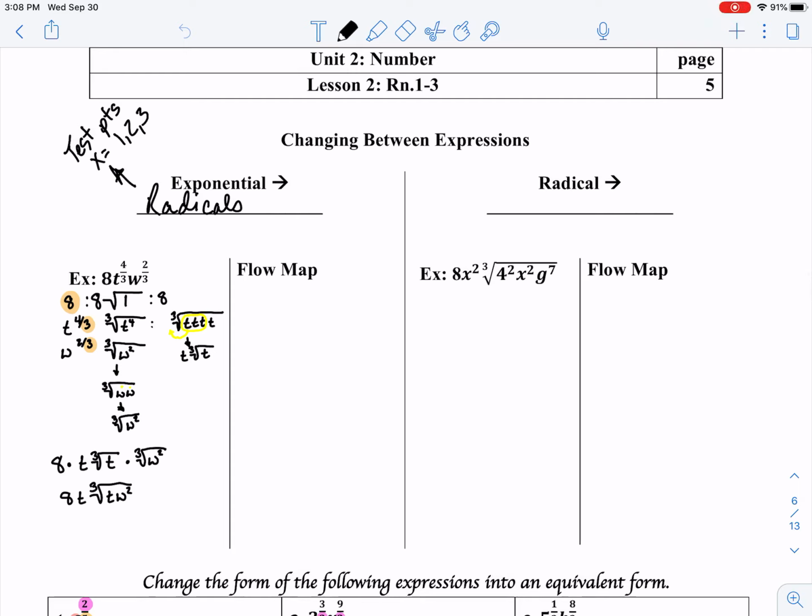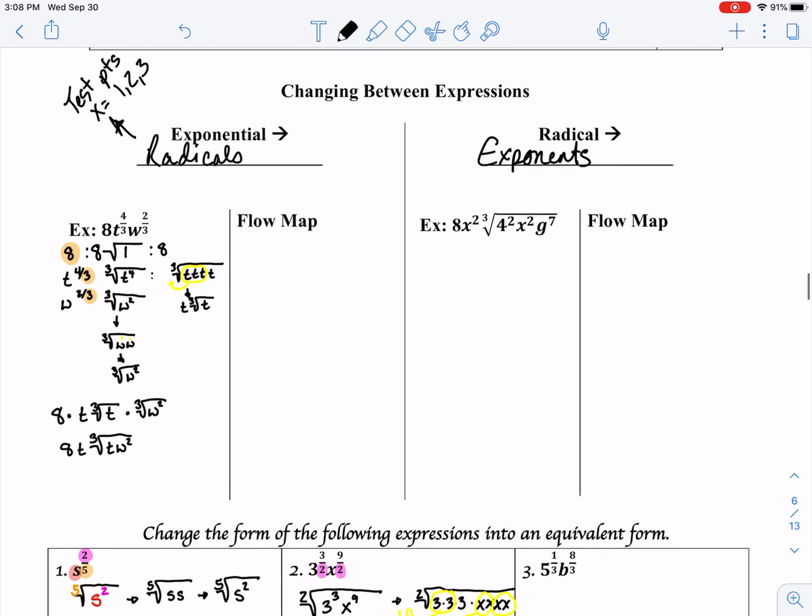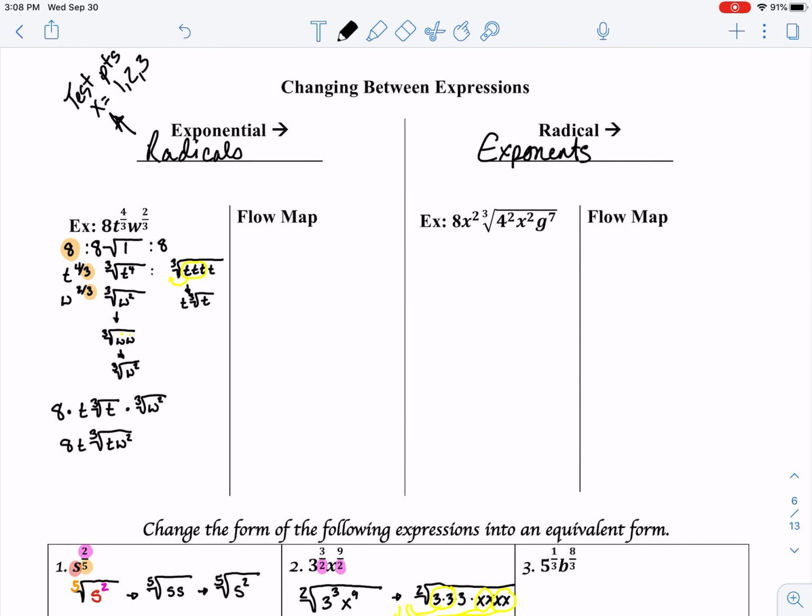Today we're going to look at going from radicals to exponents. So yesterday we looked at going from exponents to radicals. Essentially, we're going to use the same thought process, just in reverse, okay?